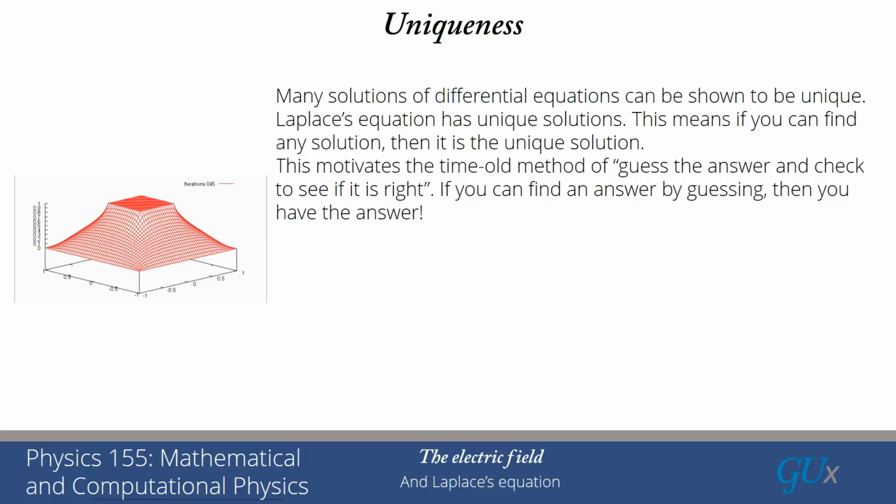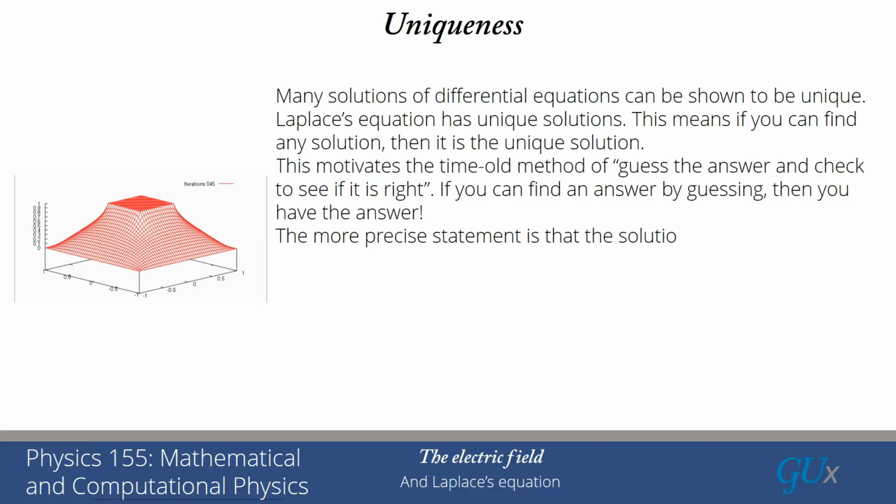Basically, if you can find the answer by guessing, and if you can show that the answer is unique, then you have the complete answer. Even if you tried some other method, it would come back to giving you exactly the same answer that you had already guessed. So this actually is a valid way of solving equations, particularly those that have unique solutions.